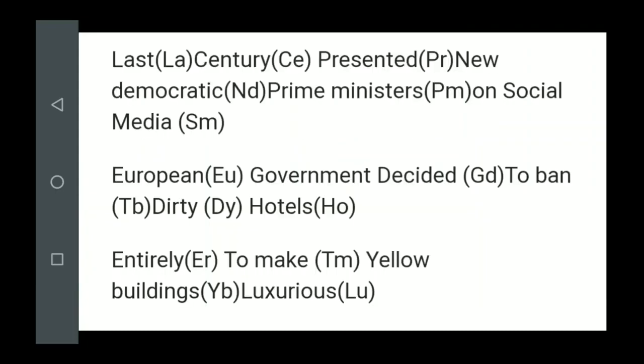One more is here in English. Last century presented new democratic prime ministers on social media. It's almost half of your lanthanoid elements here. Then European government decided to ban dirty hotels entirely to make yellow buildings luxurious. So here also the symbols for each of the lanthanoid elements in the series are mentioned, so you can memorize these mnemonics to memorize the lanthanoid series.